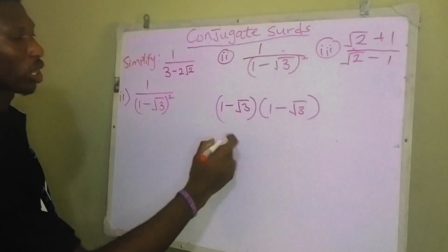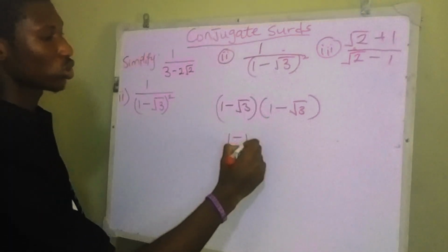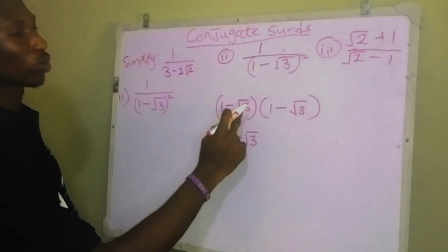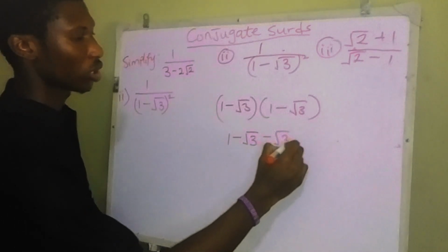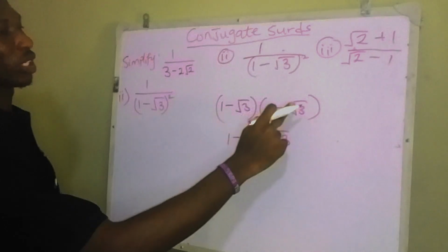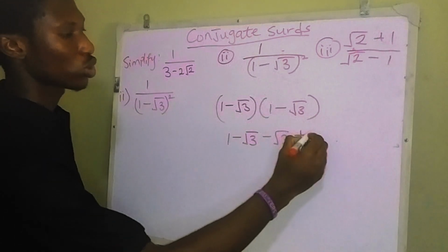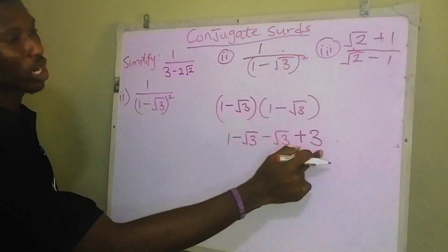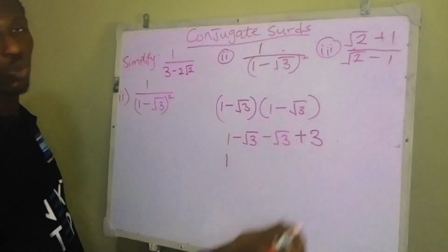So 1 times 1 is 1. 1 times minus square root of 3 is minus square root of 3. Minus square root of 3 times 1 will give me minus square root of 3. And minus square root of 3 times minus square root of 3 will give me plus 3. Because based on the multiplication, when they are like terms, they will cancel out each other and bring out the term. So it will be 1 minus square root of 3 minus square root of 3.